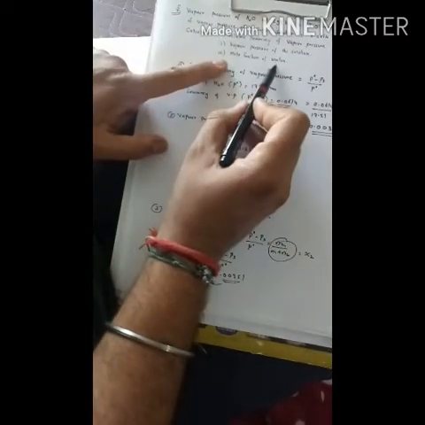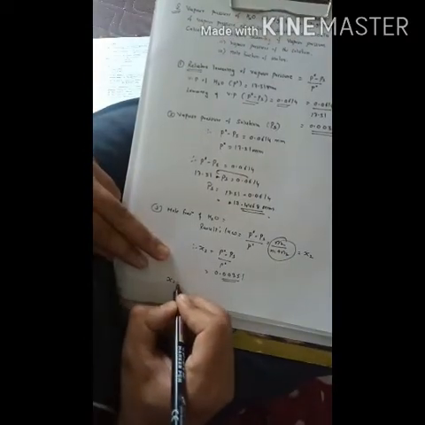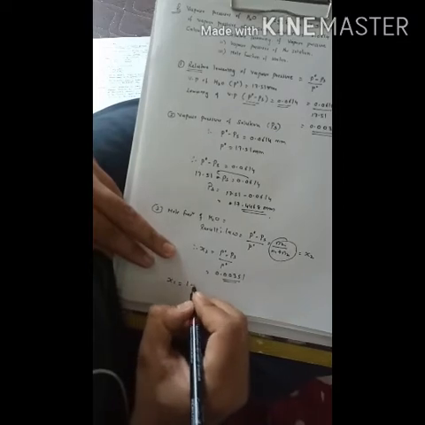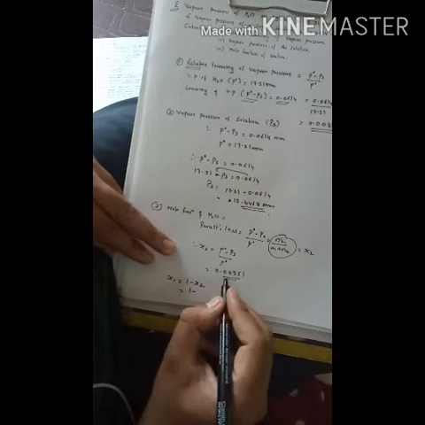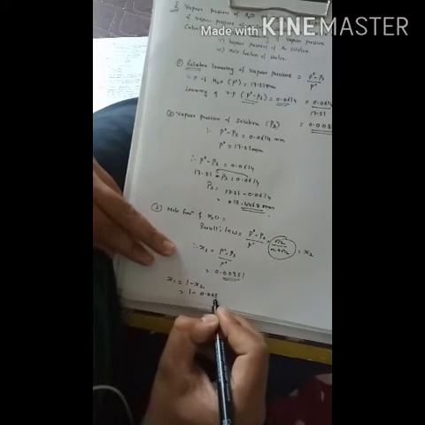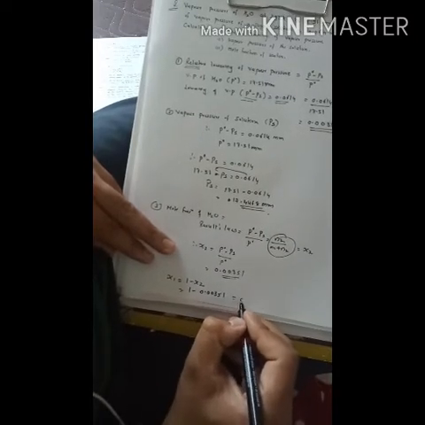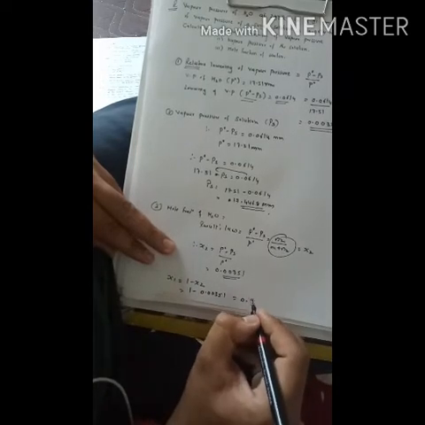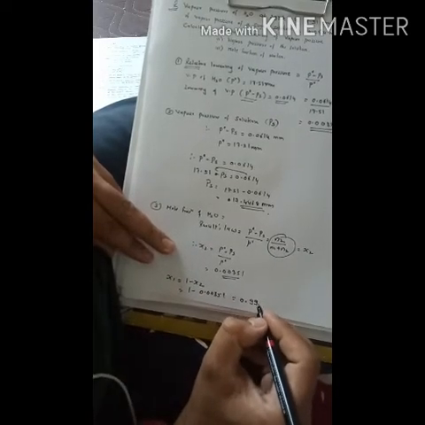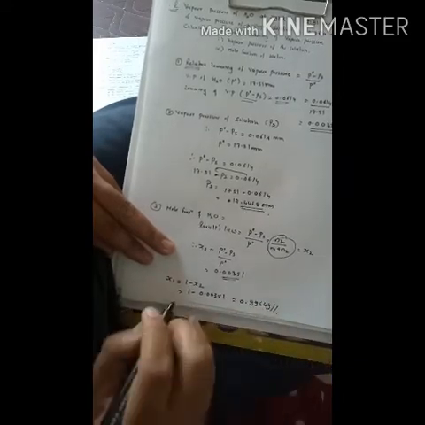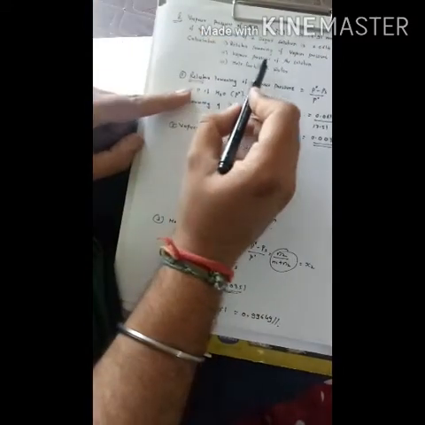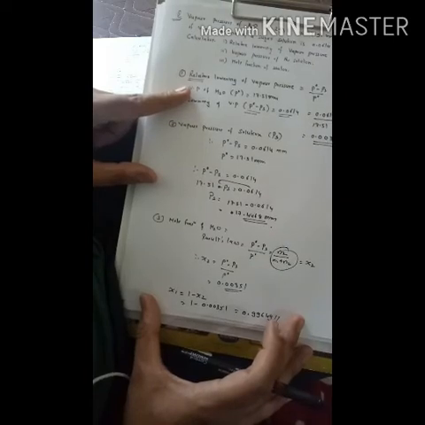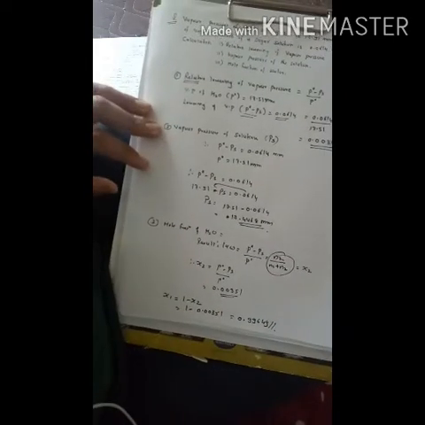What about X1? X1 means the mole fraction of water. So X1 is equal to 1 minus X2. What is 1 minus X2? 1 minus 0.00351 equals 0.99649, which is the final answer. This is how we can calculate the relative lowering of vapor pressure of the solution and the mole fraction of the water. So this is how we can solve the numerical based on the relative lowering of vapor pressure.